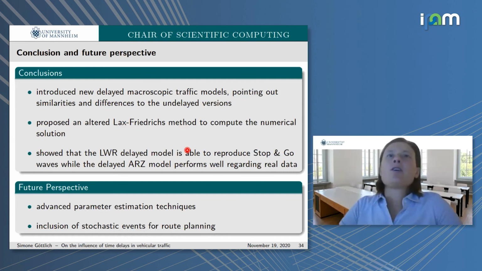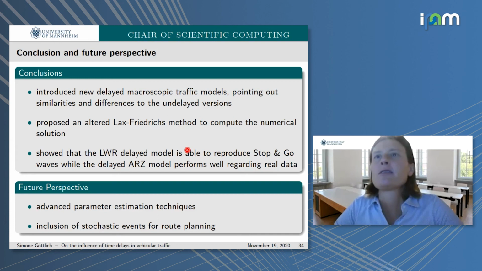So let me conclude and talk about future perspectives. As we have seen here, we have introduced new delayed macroscopic traffic models, and I tried to point out similarities and differences to the undelayed versions of these models. We have proposed an altered Lax-Friedrichs type method to compute the numerical solutions. And we have also seen that the LWR delayed model is able to reproduce stop and go waves, while the delayed RSZ model performs well regarding real data.